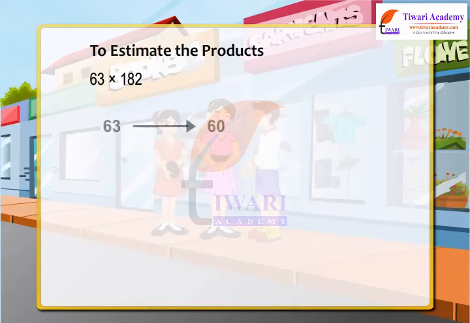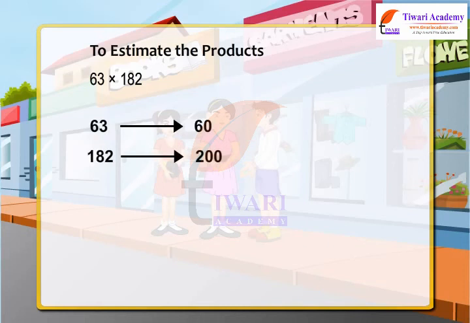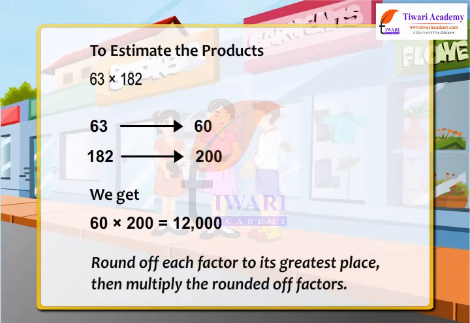If we now try approximating 63 to 60 and 182 to the nearest 100, that is 200, we get 60 into 200, and this number 12,000 is a quick as well as good estimate of the product. The general rule that we can make is, therefore, round off each factor to its greatest place, then multiply the rounded off factors. Thus, in the above example, we rounded off 63 to tens and 182 to hundreds.